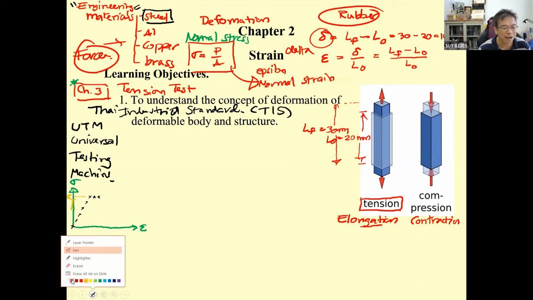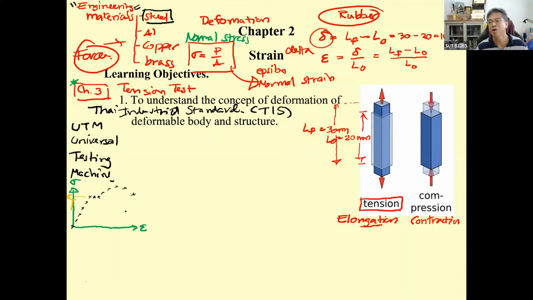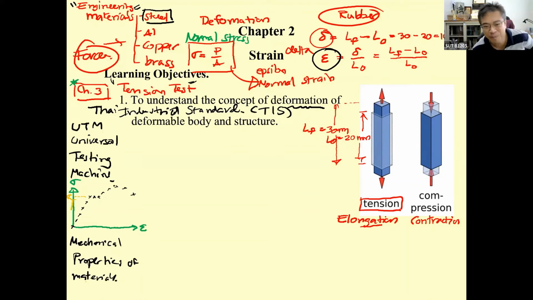And as you may know, when you test structural steel until failure, the curve will look like this, and that's why you study the deformation in the form of epsilon. We will use this to determine the mechanical properties of materials. That is going to be in chapter 3.